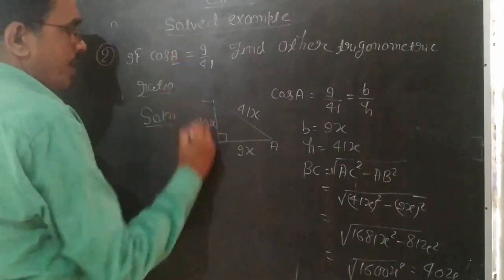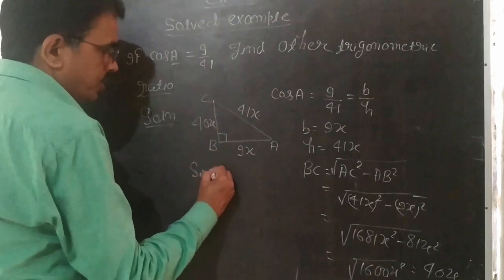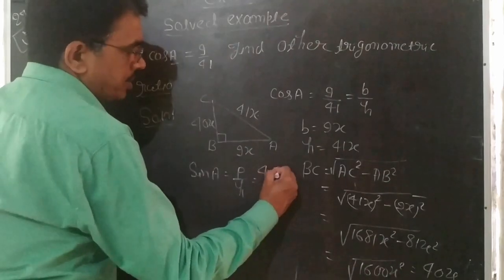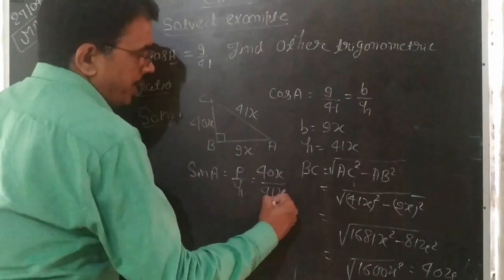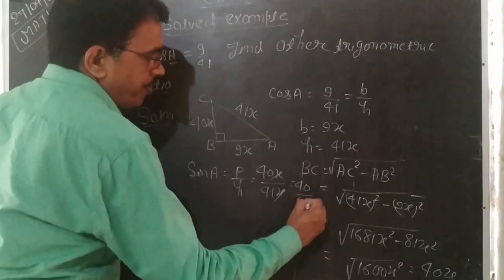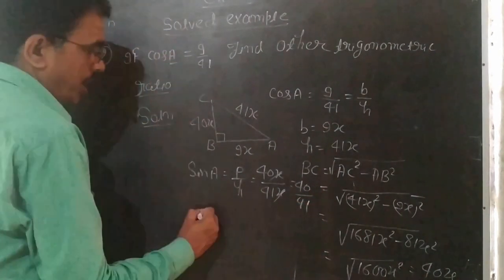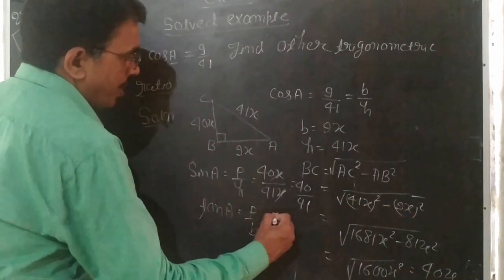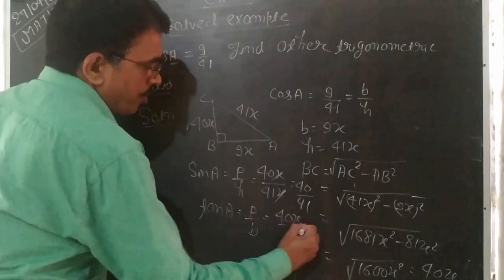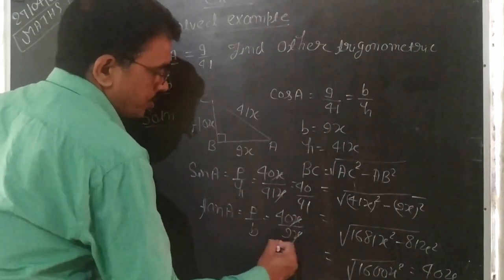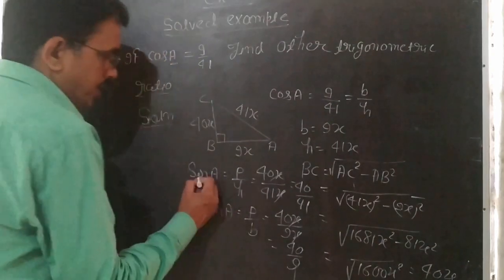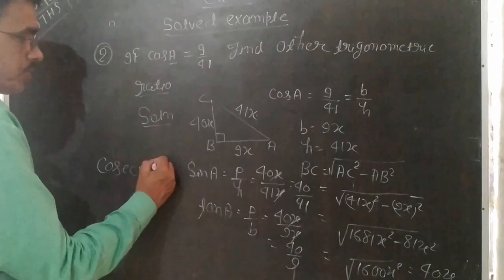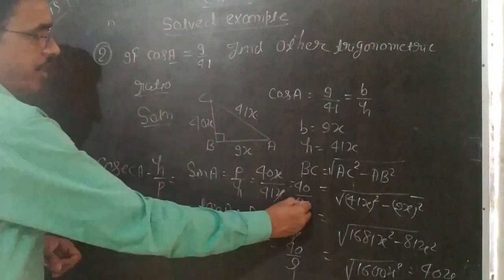Now cos is given, so you find sine. So sin A is equal to P by H. So P is 40x and H is 41x. x is cancelled, so it is 40 by 41. Similarly, since cos is given, third, tan A is equal to P by B. P is 40x, B is 9x. So tan A is 40 by 9. Similarly, cosec is the reciprocal of sine, so it is H by P. Then you can write 41 by 40.